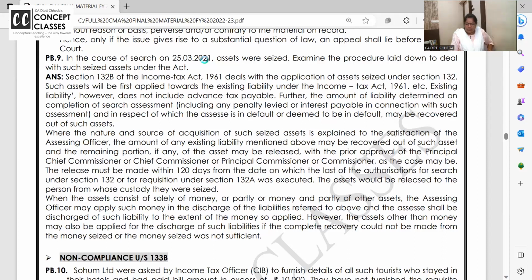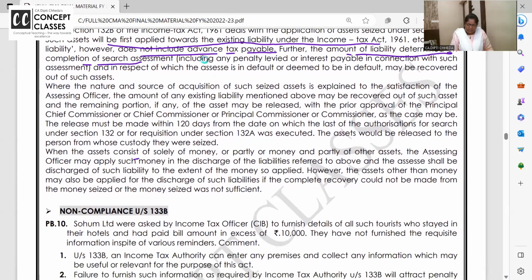In the course of search, okay, right, the assets were seized. Examine the procedure laid down with such seized assets under income tax act. In short, seized asset का क्या क्या होता है तो वही. Such asset will first be applied to take the existing liability, does not include advance tax. Further amount of liability जो complete होगी. Once your search assessment is completed, you will have to pay some liability. That also you can recover. And where nature and source of acquisition is explained, they can take it back. When assets consist of money and partly first money will be used and then other.